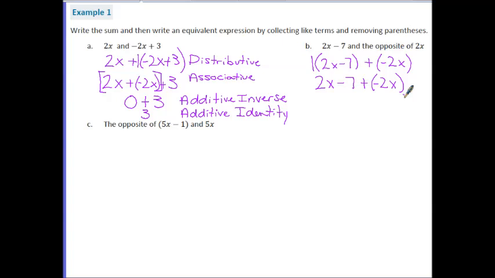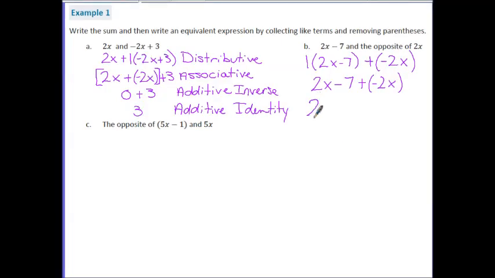So I can use the commutative property here to switch these two terms, giving us 2x plus a negative 2x minus 7. From there, I can group together my two x's. 2x minus 2x, those are additive inverses of each other, giving us 0. And drop down our minus 7. 0 minus 7 is negative 7.